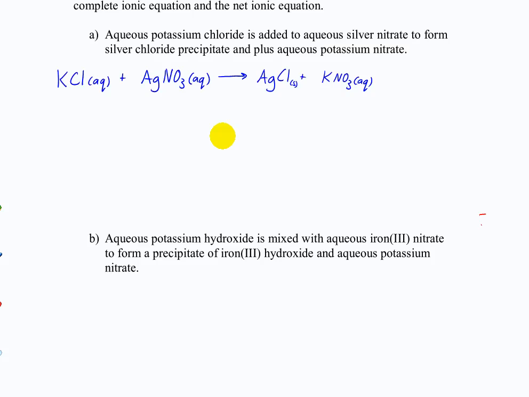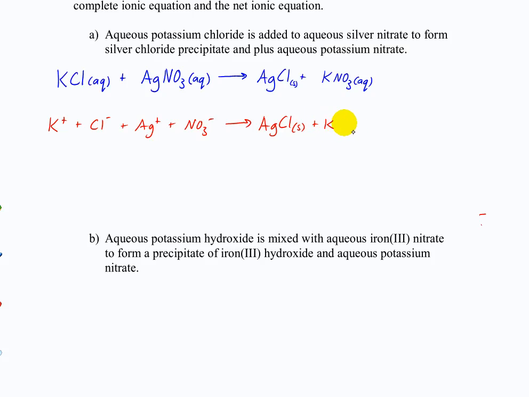In a complete ionic equation, you write all the ions separately. So you've got K plus, Cl minus, Ag plus, NO3 minus. Those are all ions. You don't split up the silver chloride because that's not an aqueous solution of ions. That's a solid. And then you do split these up.